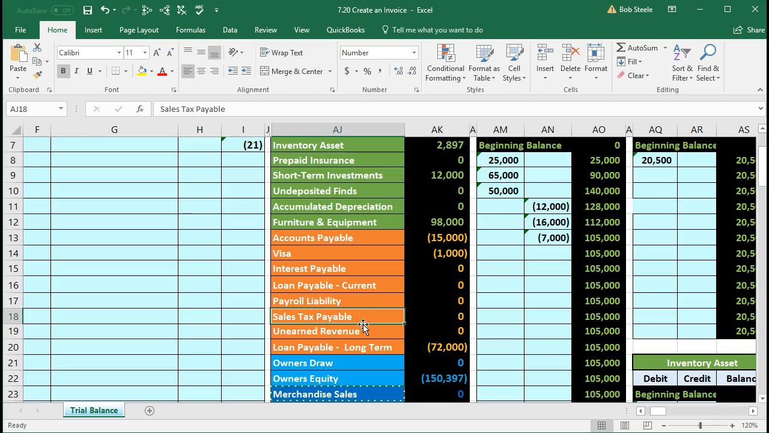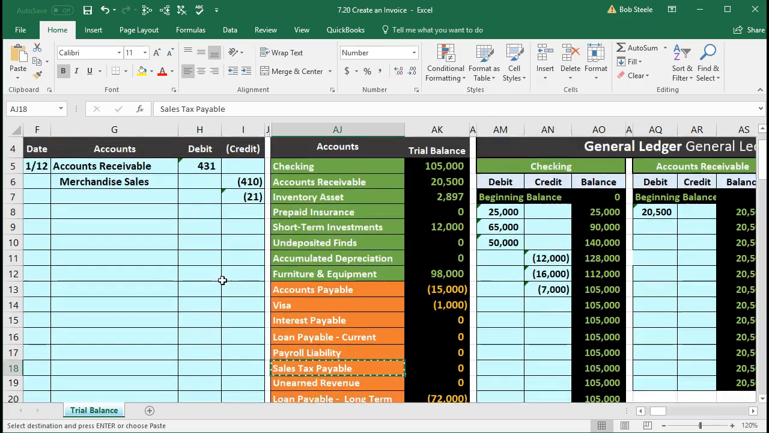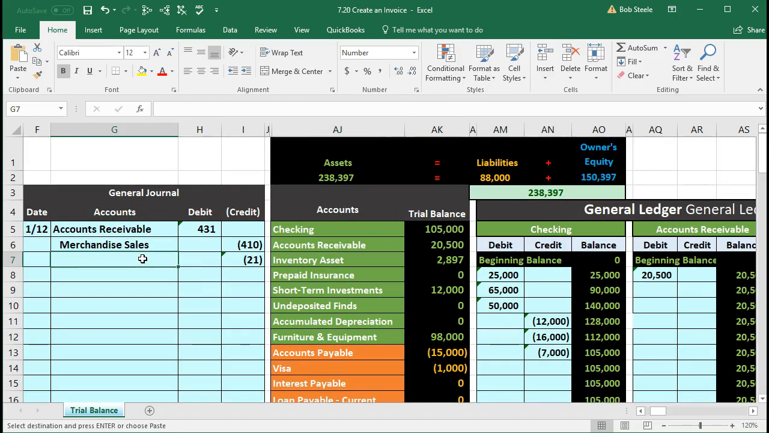The bad thing's going up. We owe more money to the state, and therefore we're going to do the same thing to it as its normal balance or another credit. So we will copy this, scrolling back up, and put that in G7. Paste it 1, 2, 3. That's going to be our journal entry.